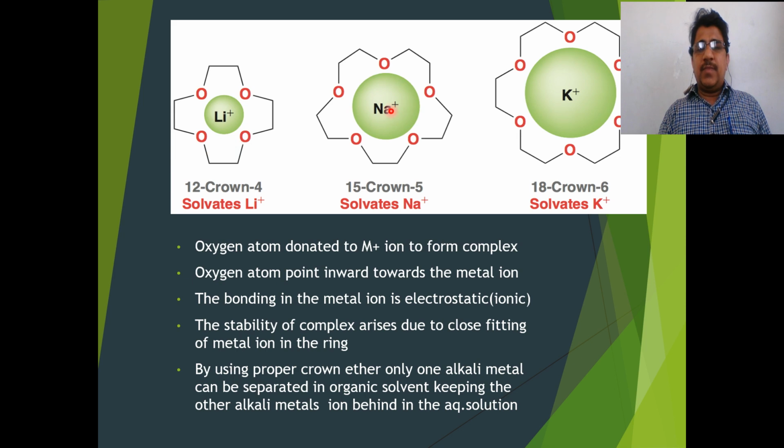Now here the ring is larger, that is 15 crown 5. Lithium has a small size, sodium has a larger size. Therefore we have taken 15 crown 5. Because of the size, the sodium metal has a larger size and this ring also has a larger size. Therefore the metal will closely fit in the cavity and the complex becomes a stable one.